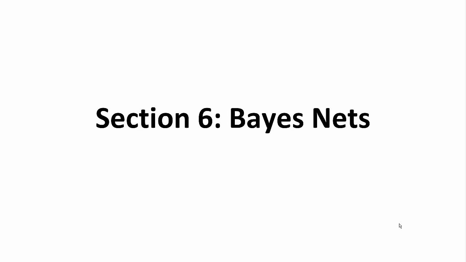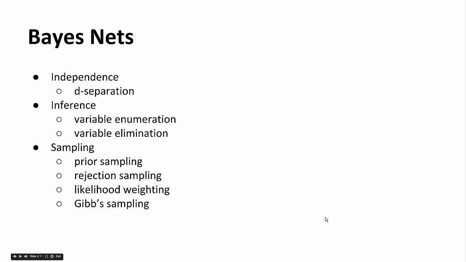So today we're going to be talking about a couple of things because this discussion actually covered the last 2 weeks of material. Here we're going to be covering independence in Bayes nets, and that's going to be mainly D-separation. We're going to be talking about inference, so the variable enumeration algorithm and the variable elimination algorithm. And then we're going to be talking about sampling, which we covered these 4 sampling algorithms for Bayes nets in class. So we're going to be covering all of those. All right, let's get started.